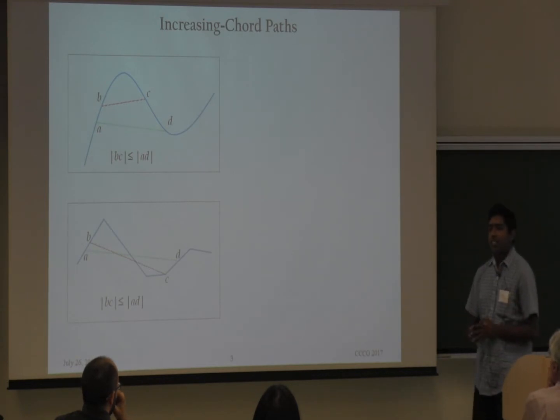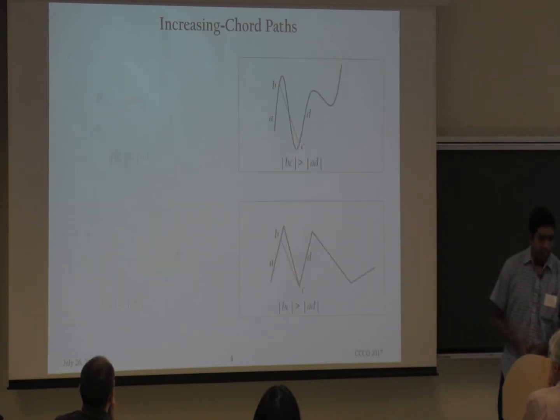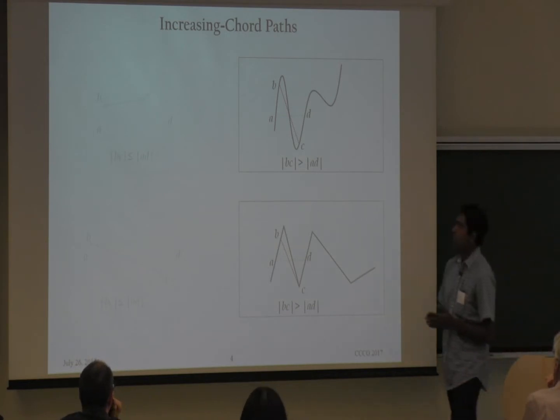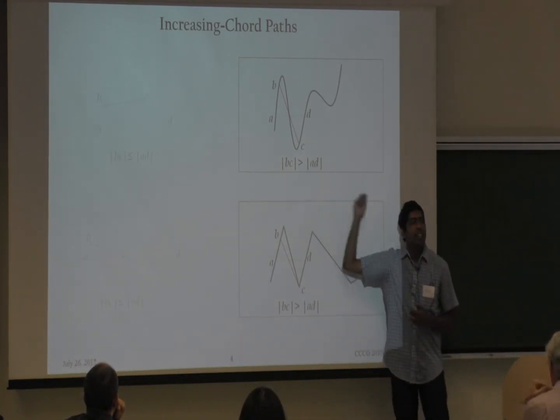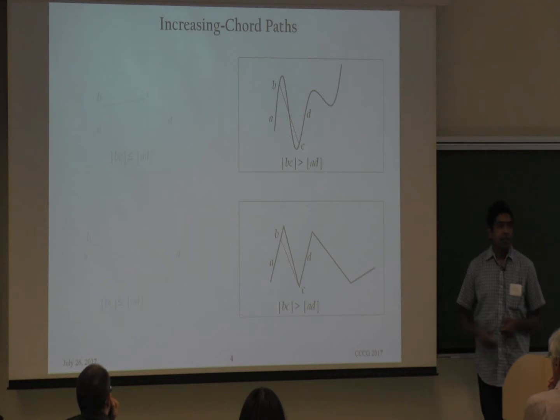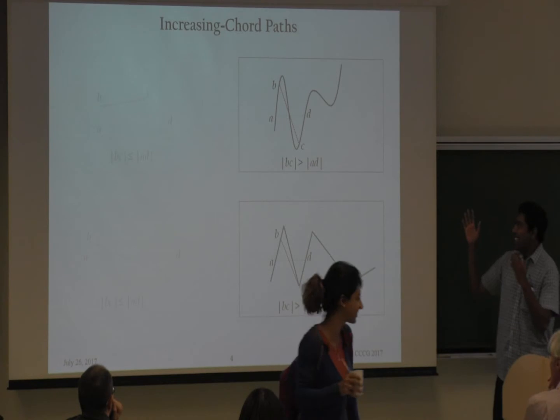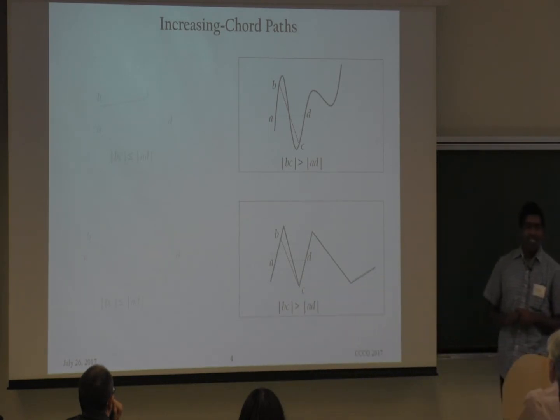Now, you might wonder what are some examples where the path is not increasing-chord. Here are 2 examples. I can choose 4 points on this path as shown here, A, B, C, D in this order on the path, but the property does not hold, like the distance between B, C is greater than the Euclidean distance between A, D. And here is another example. Here these are 2 other examples where the paths are not increasing-chord.